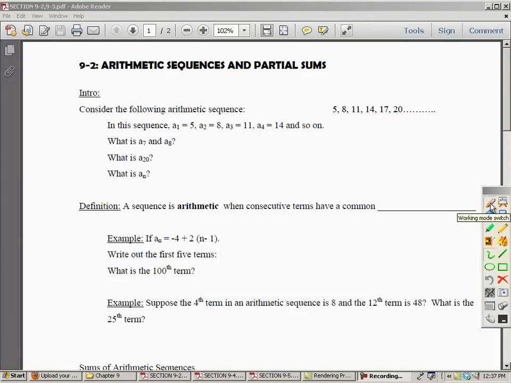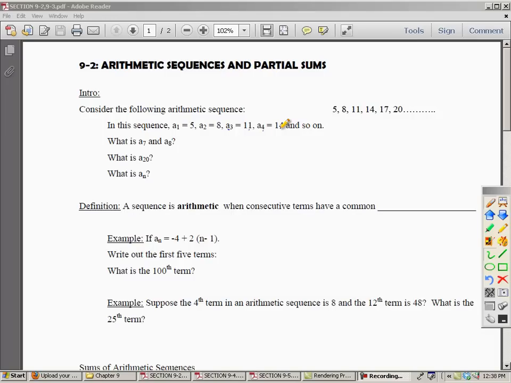So take a look. We give you an arithmetic sequence, and what it says is that the first term is 5, the second term is 8, the third term is 11, the fourth term is 14, and so on and so on and so on. And we want to talk about how do we know it's arithmetic. And arithmetic basically is saying you're continually doing the same thing over and over again.